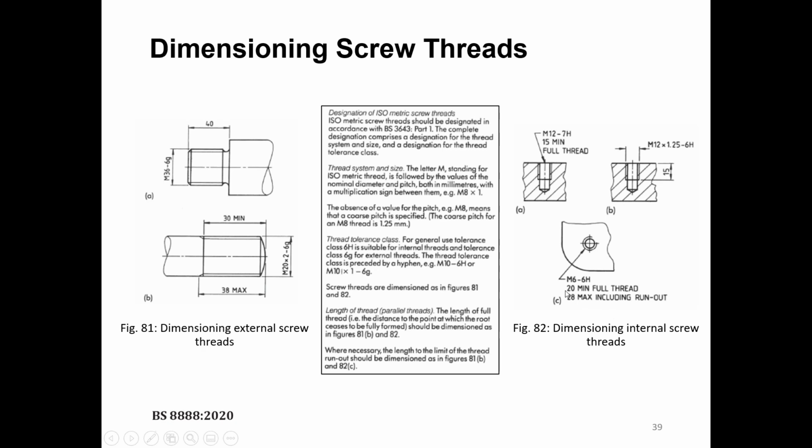So in here, for example, it is defined as M6 6H. The 6H is relating to the tolerances that we'll talk about later, but M6 here means an ISO metric screw thread. The nominal diameter is 6 millimeter. The 20 millimeter and the 28 millimeter maximum, similar to this one, define the limit or the length of the thread.